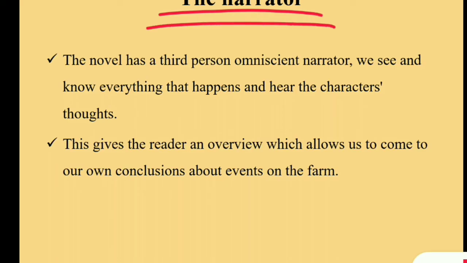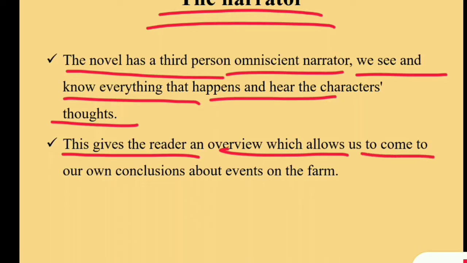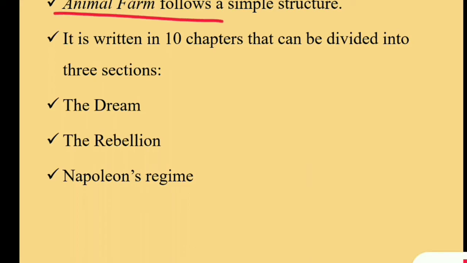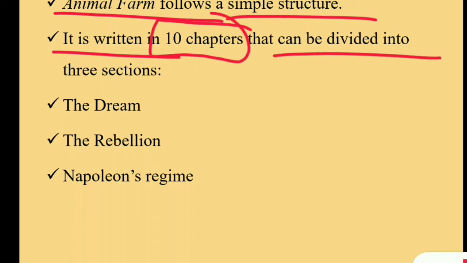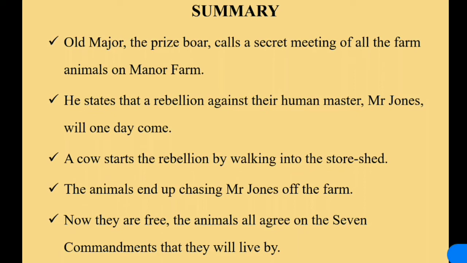The narrator in the story. The novel has a third person omniscient narrator. We see and know everything that happens and hear the characters' thoughts. This gives the readers an overview which allows us to come to our own conclusion about events on the farm. Animal Farm follows a simple structure. It is written in 10 chapters that can be divided into 3 sections. First is dream, then rebellion and Napoleon's regime. Now we will move towards the story.